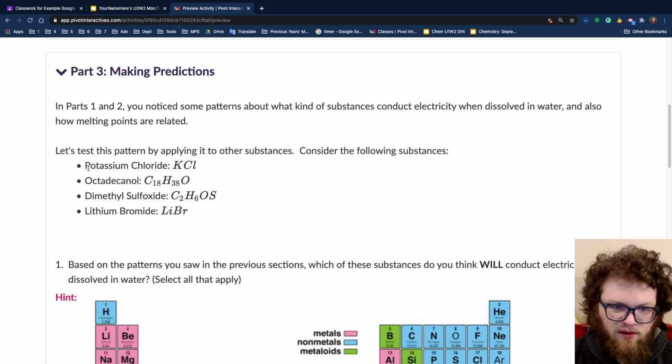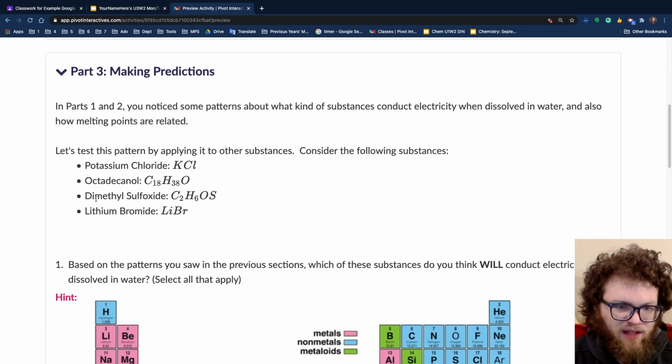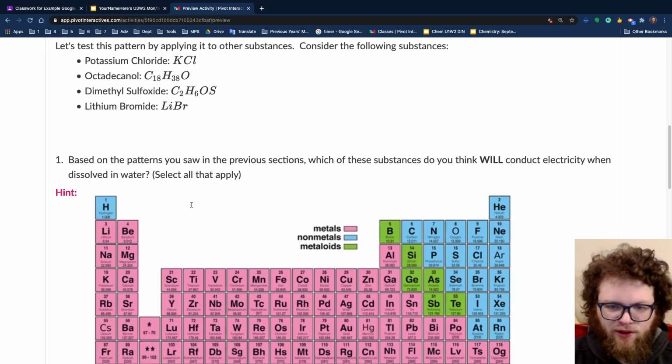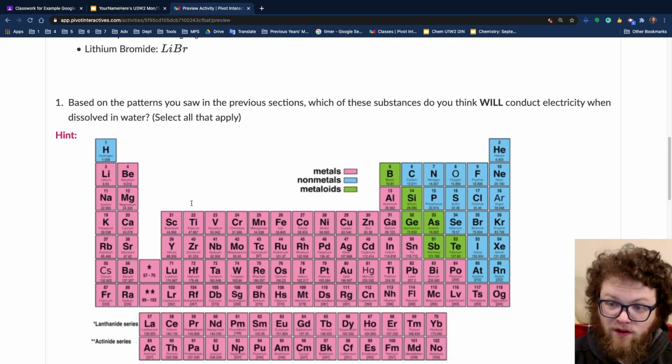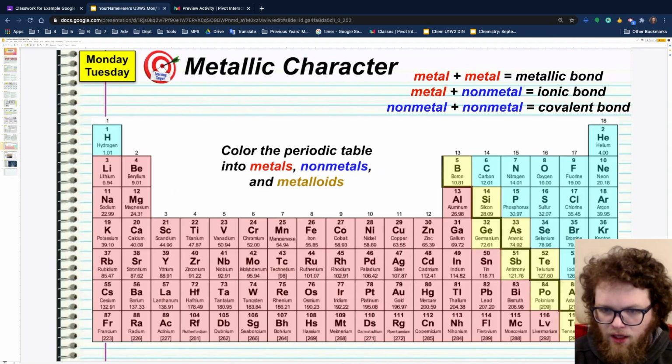Consider the following substances: potassium chloride, KCl, octadecanol, C18H38O, which means there's just one oxygen, and then dimethyl sulfoxide, C2H6OS, and lithium bromide, LiBr. Based on the patterns you saw in the previous sections, which of these substances do you think will conduct electricity when dissolved in water? So this has something to do with metals, nonmetals, and metalloids from before, and perhaps also with these notes from our digital interactive notebook this week.